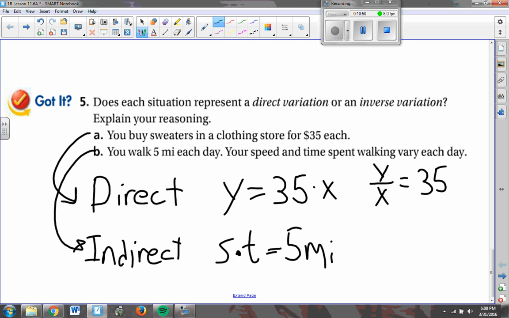Direct, indirect. If you have questions about direct versus indirect variation, deciding between the two, please make a note to ask me in class tomorrow.